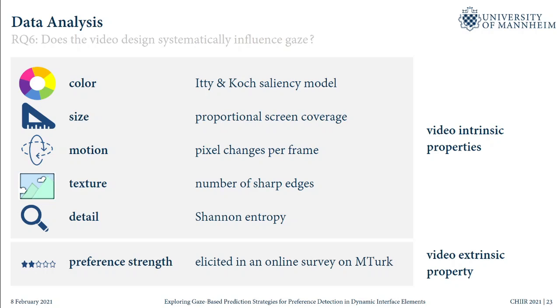Since predictions with relative gaze features and machine learning were significantly better in some videos, we suspected that in these videos, the gaze must be influenced by bottom-up attention. For each video, we therefore calculated the difference between the objects with regard to color, size, motion, texture, detail, and also preference strength. Since preference strength is not an objective measure that can be derived directly from the video, we set up an online study where we showed the participants the same videos and asked them how much they were interested in each of their elements.